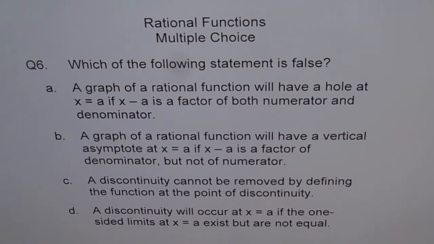C. A discontinuity cannot be removed by defining the function at the point of discontinuity. D. A discontinuity will occur at x equals a if one-sided limits at x equals a exist but are not equal.